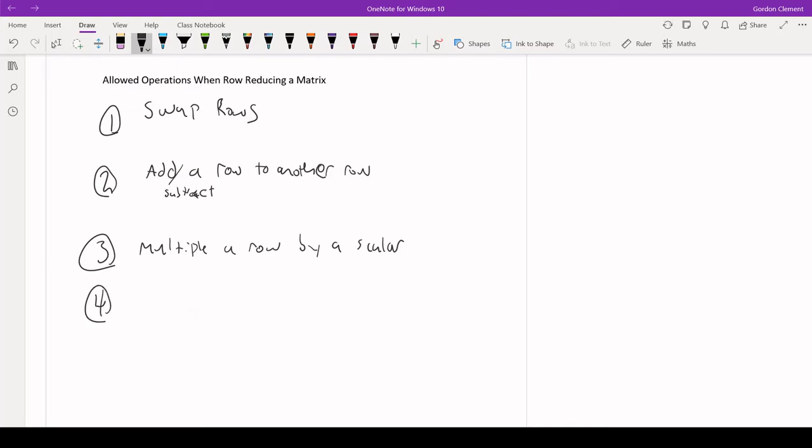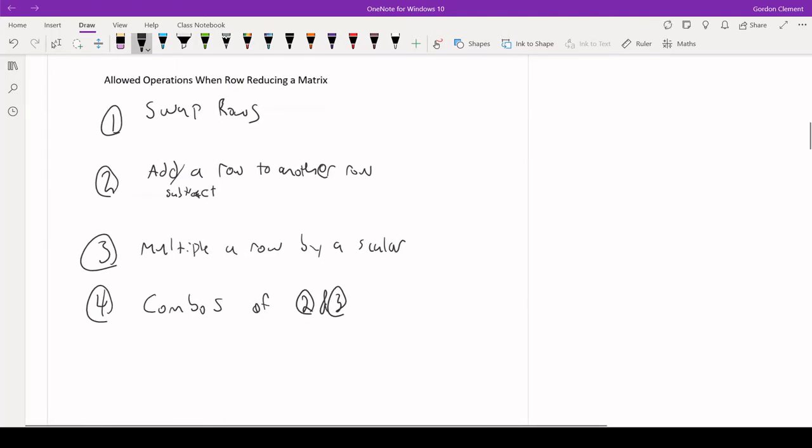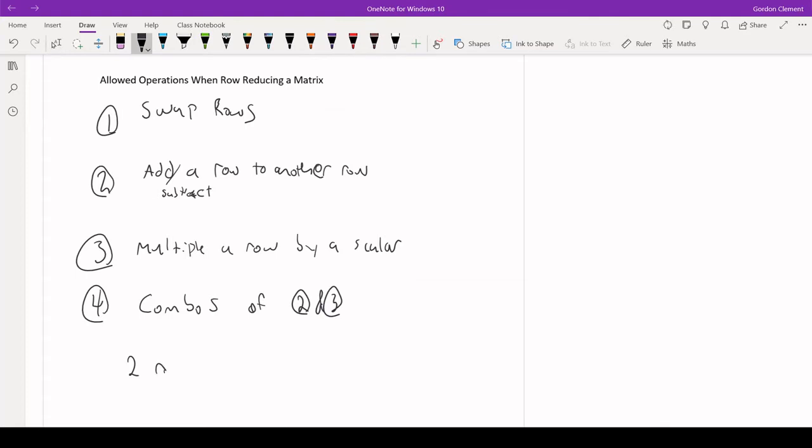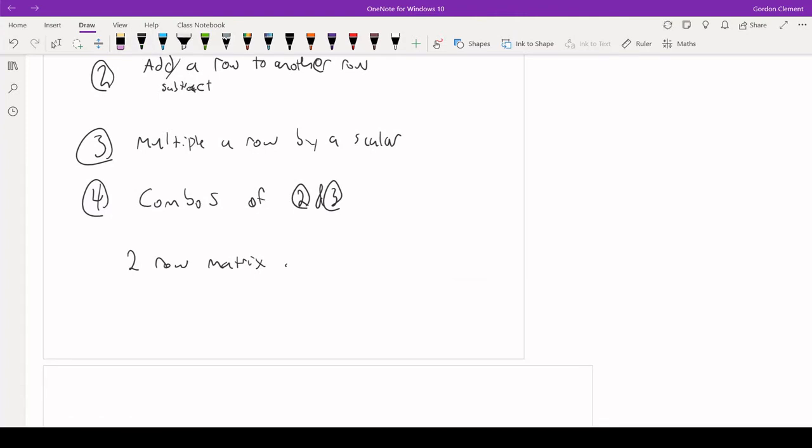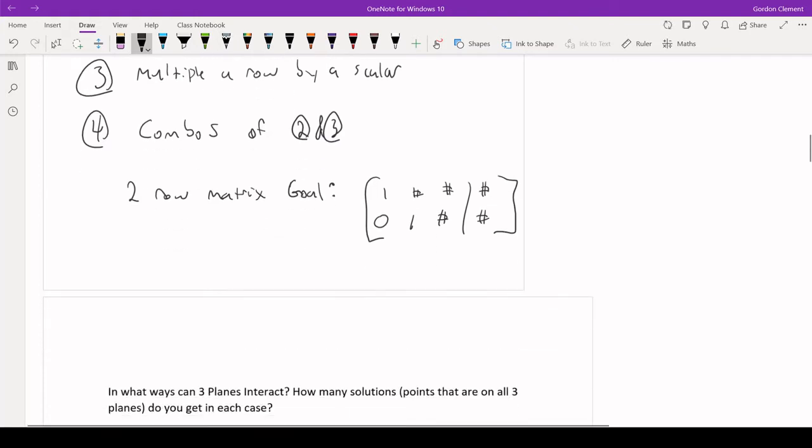And the thing that we're going to do most often is combos of 2 and 3. So we're going to multiply by scalars and then add or subtract. Now this all seems very abstract, but with the 2-row matrix, our goal is to get it to look like this. 1, a number, a number, and a number. And then below the 1, a 0, and then a 1, and then a number, and a number. So that's our overall goal.